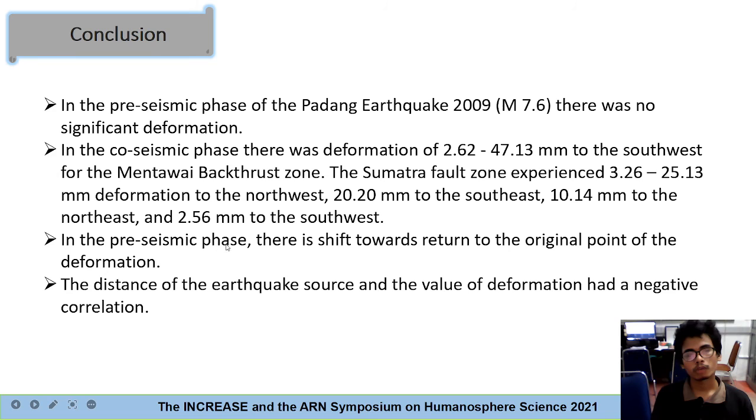In the post-seismic phase, there is a shift towards returning to the original point of the deformation, and the distance of the earthquake source or epicenter and the value of deformation had a negative correlation.